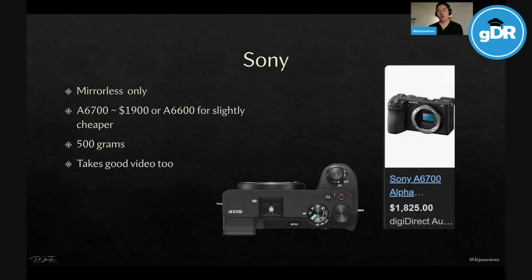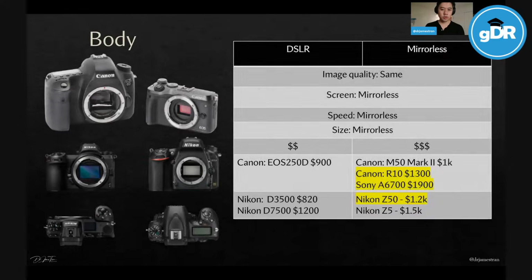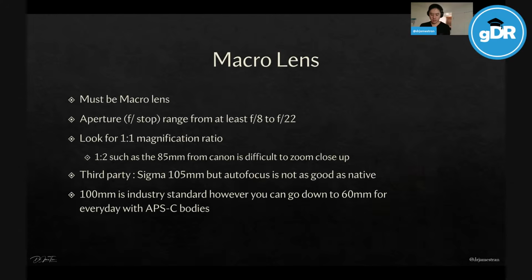Sony, they've only offered these things in mirrorless, so they've always been a bit more pricey since the beginning of time. And the Alpha 6700 is good enough. It's around $1,900. You can try and find a second-hand one. Like I said, it takes good video. But if you told me which one I should buy, I'm going to tell you it's the Canon R10. My absolute workhorse. It's fantastic. Okay, that's the body.